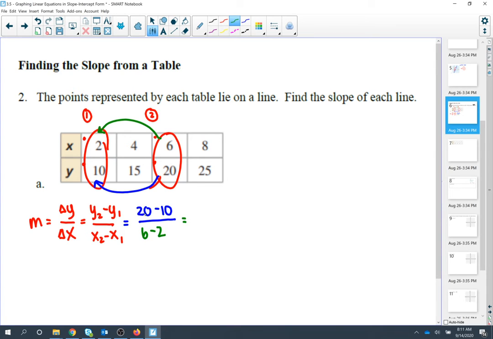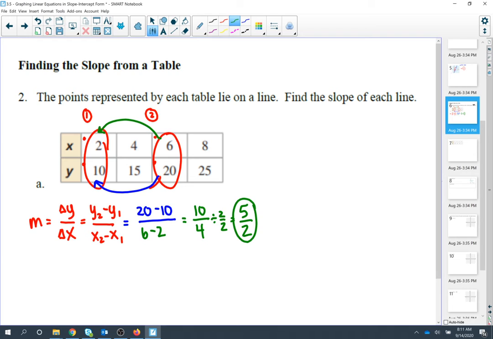If we simplify, 20 minus 10 is 10. 6 minus 2 is 4. So essentially, your slope is going to be 10/4. But you can simplify that by 2, which is going to give you 5 over 2. So your slope is 5/2.